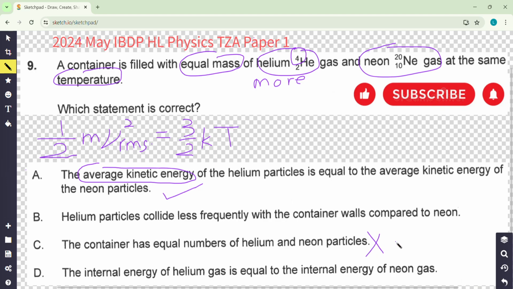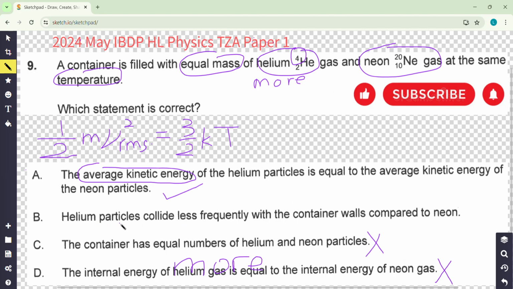Okay, and then look at the last one. The internal energy of helium gas, because you know they're ideal gas, right? So the internal energy of helium gas is total kinetic energy, but be careful, total. Average is the same, but more helium gas molecules, so there should be higher internal energy for helium gas. So wrong again. So the last one, B.